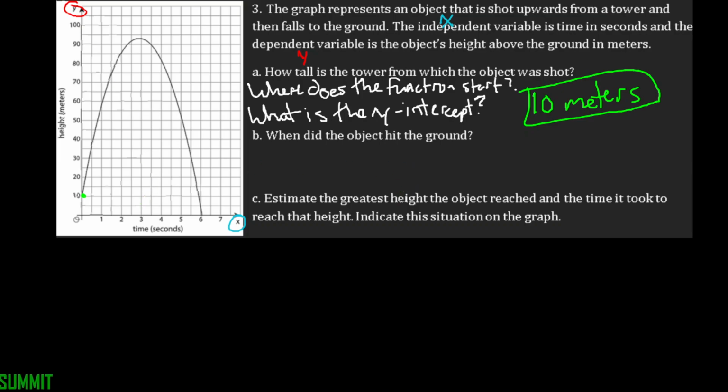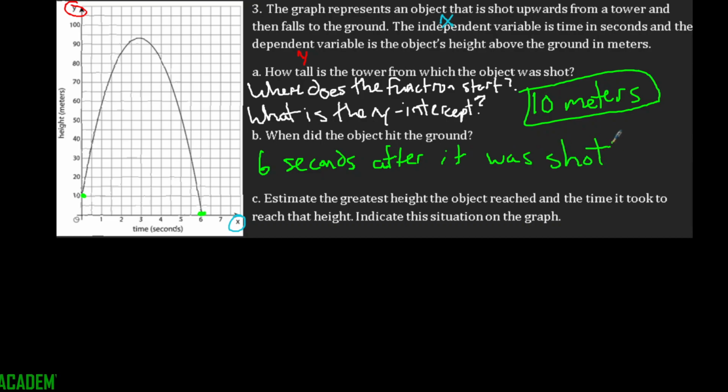Then it says, when did the object hit the ground? Well, if we trace along again, it gets shot out, it hits an apex or a peak, and then it goes down, and it hits the ground just about 6 seconds after it was shot. So we're going to say 6 seconds after it was shot.